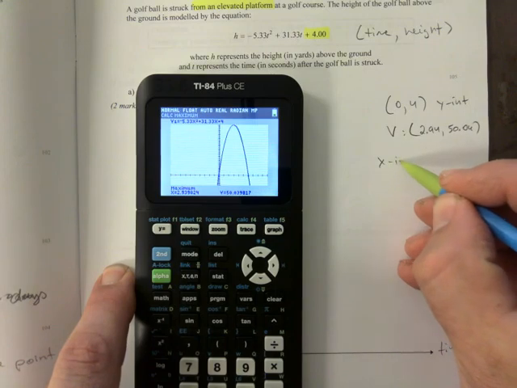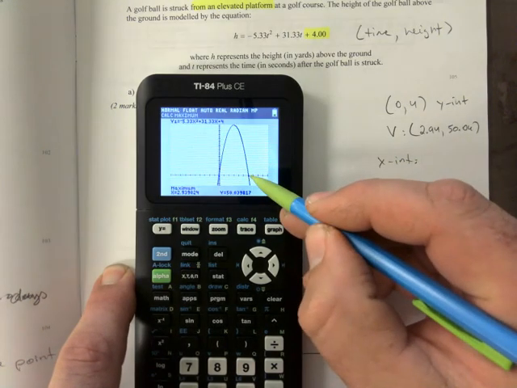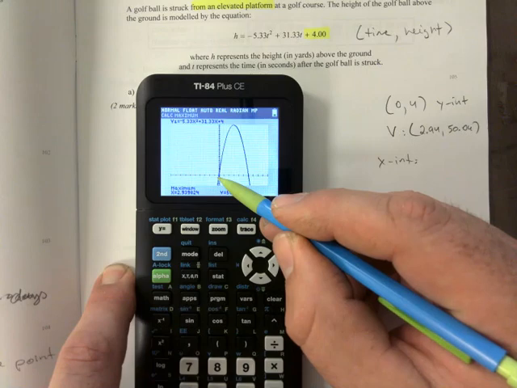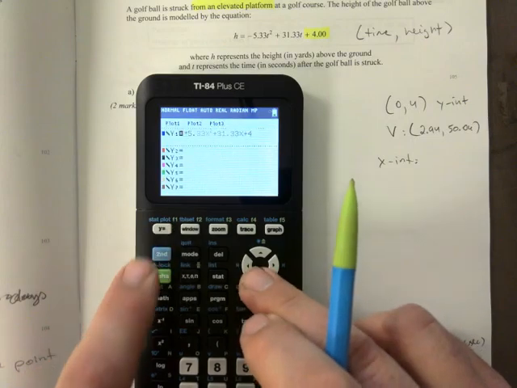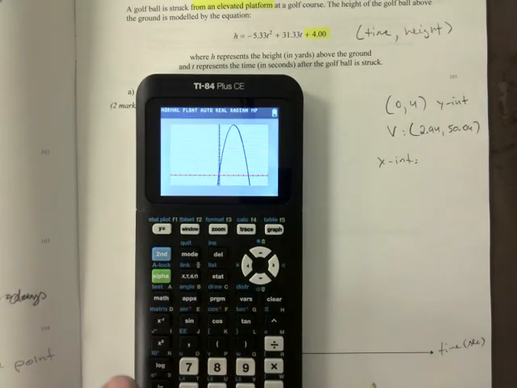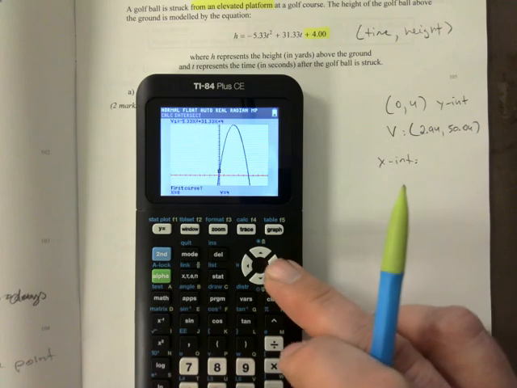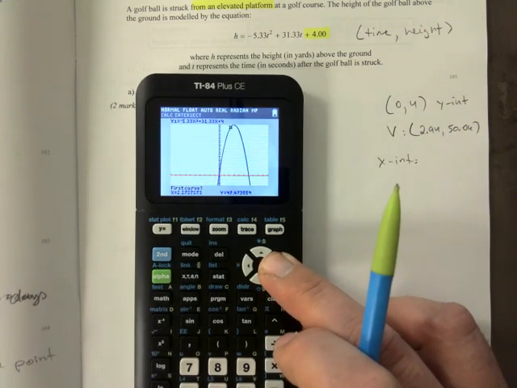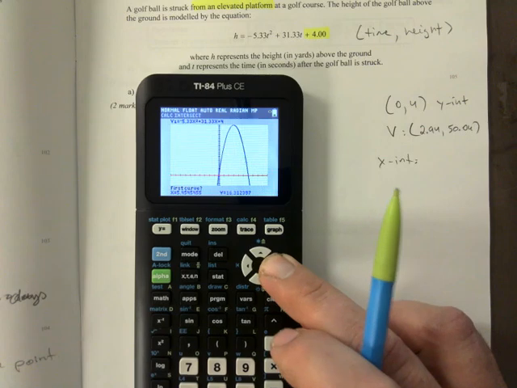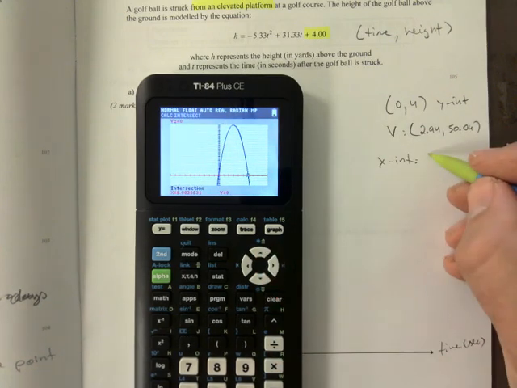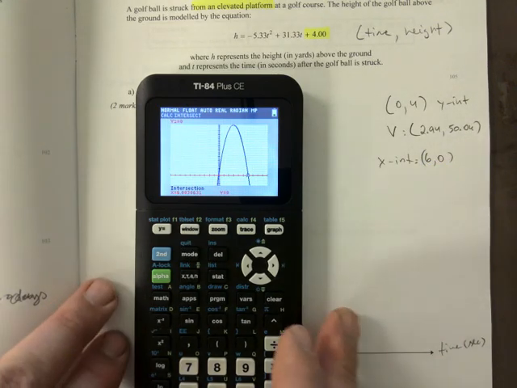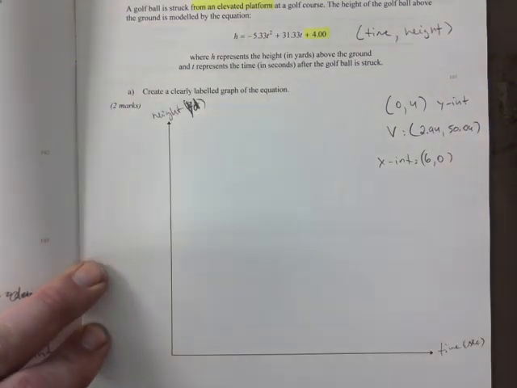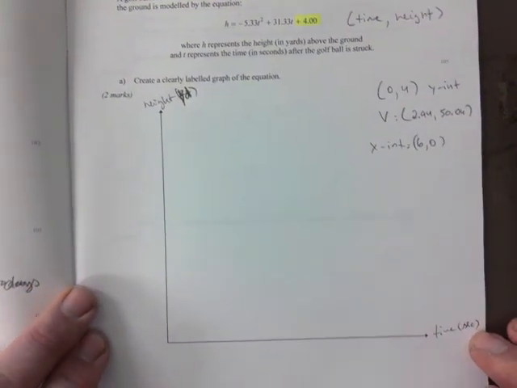The x-intercept, we only care about this one here because the other one will be in the negatives, right? So we let y2 equal to 0, hit graph, second trace 5, go over to that one that you're interested in, enter 3 times, 6.0 is the time this ball hits the ground. So those are the important points that you should have on there, and it will guide you with your scaling.